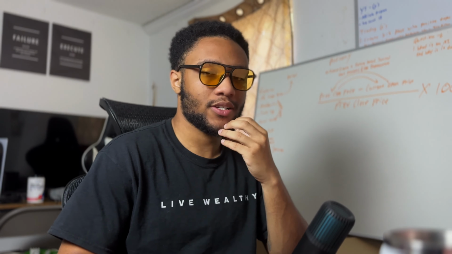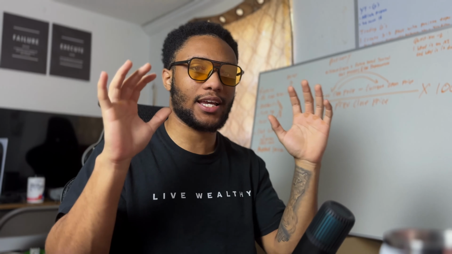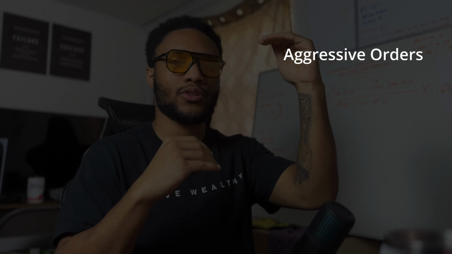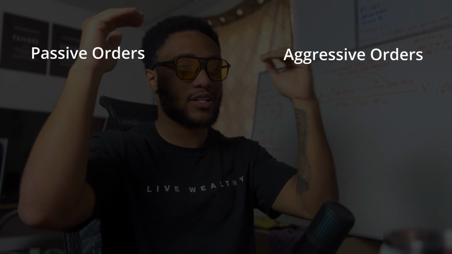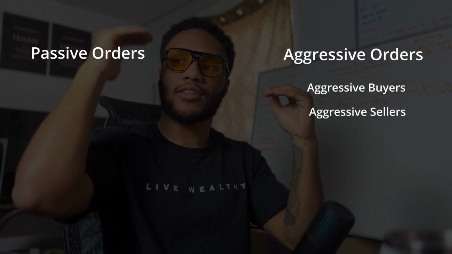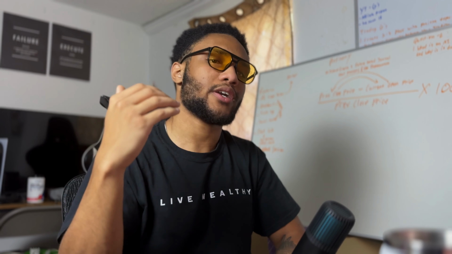Now, remember, there's different types. So let me get this on a black screen here. Hopefully I can edit this. There's aggressive orders and passive orders. And then within aggressive orders and passive orders, there's aggressive buyers, aggressive sellers, and then there's passive buyers and passive sellers. So aggressive sellers and aggressive buyers are liquidity takers. Passive buyers and passive sellers are liquidity providers.